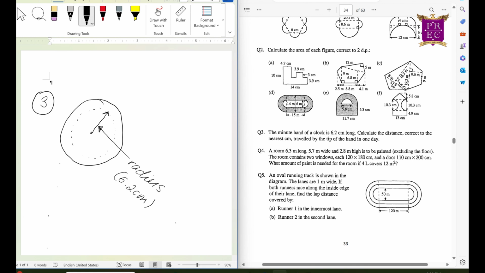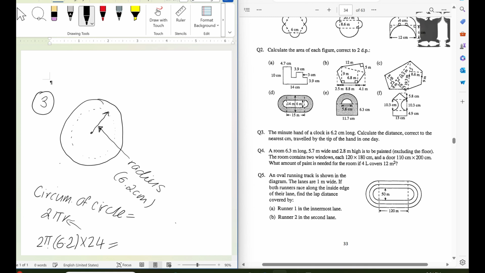So to find out the circumference, what do we do? Circumference of a circle is 2 pi r. We just substitute r to be 6.2, so 2 pi 6.2. And how many times does the minute hand complete a revolution? From here to here, how many times does it do in a day? How many hours are there in a day? 12 times 2, which is 24. So we times this by 24.